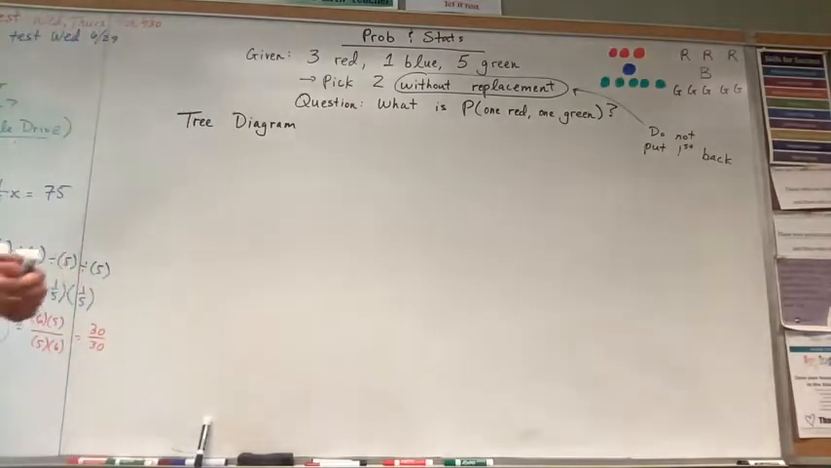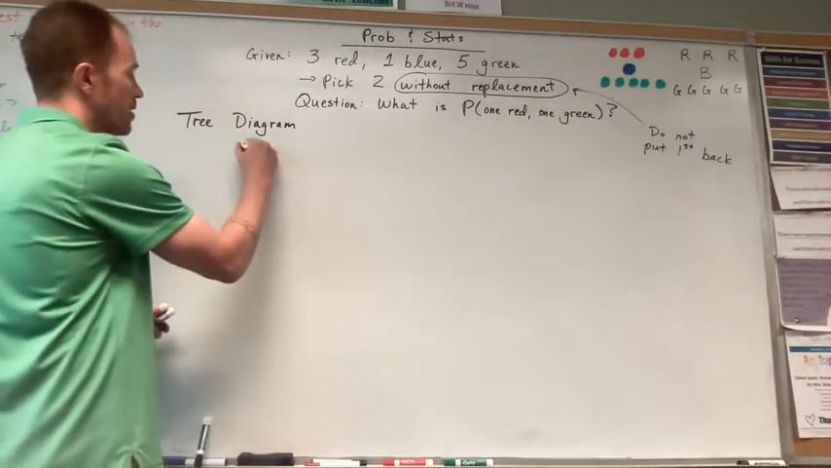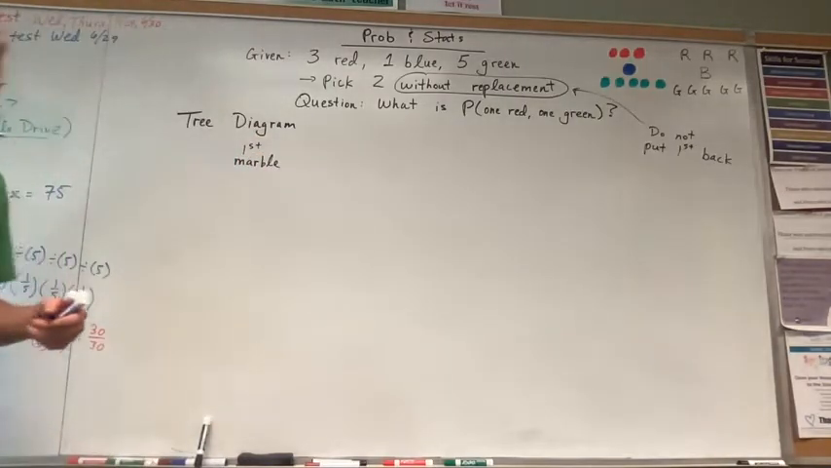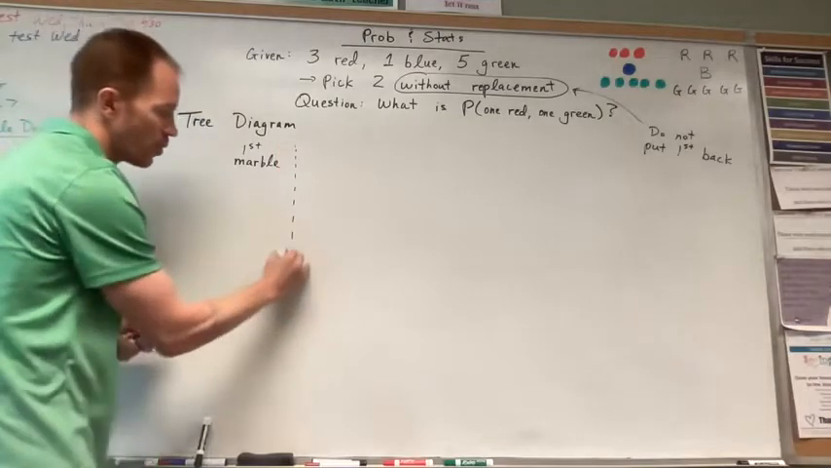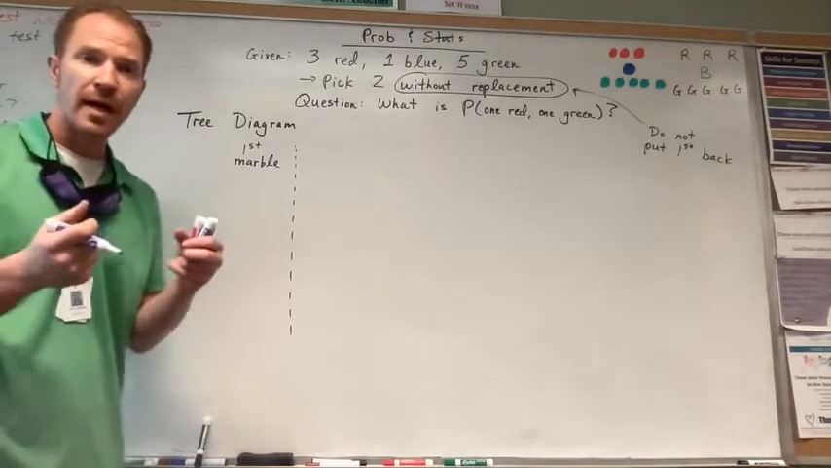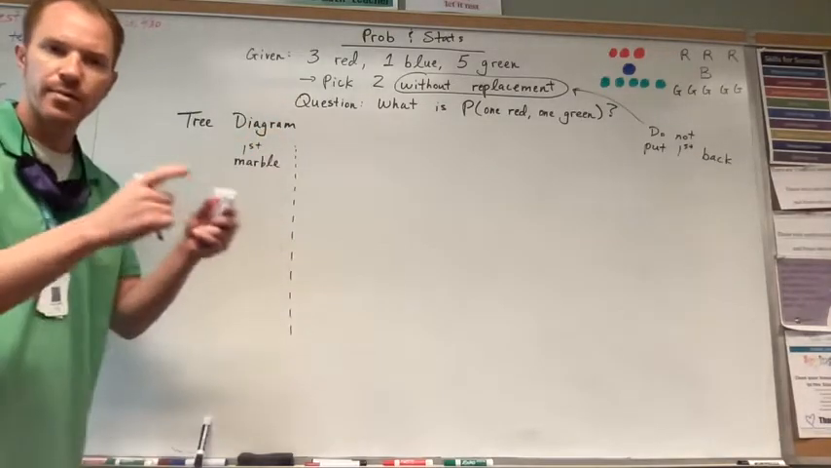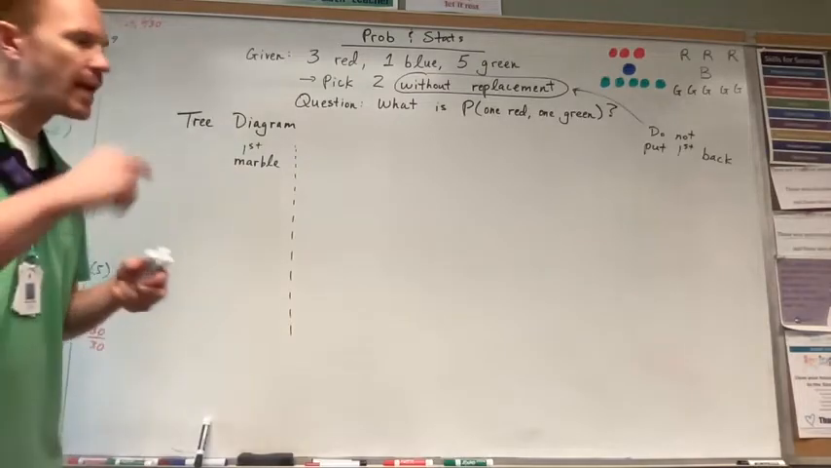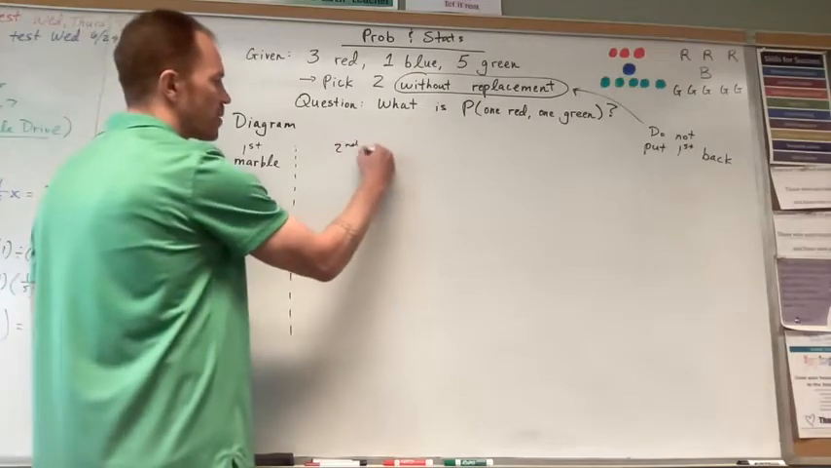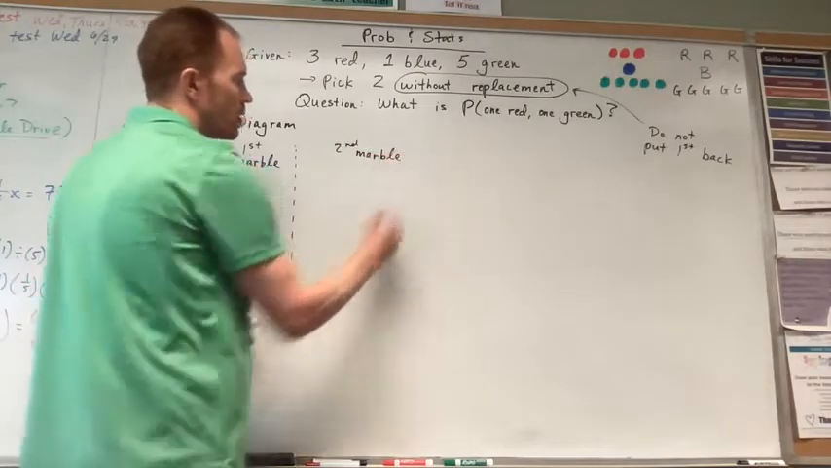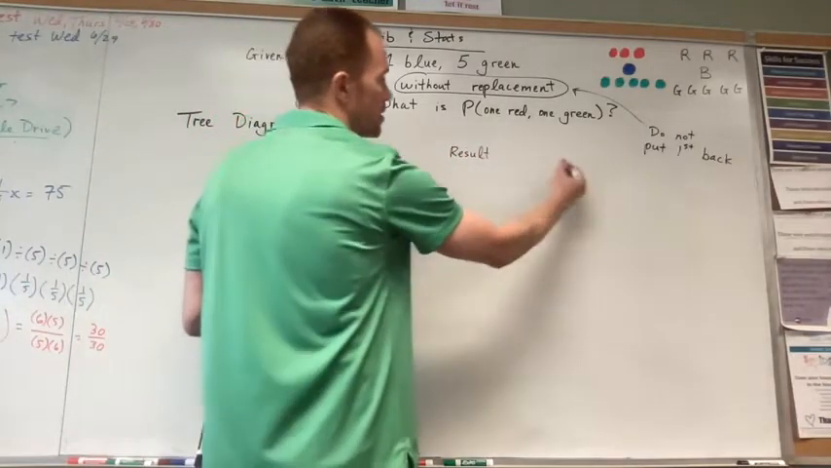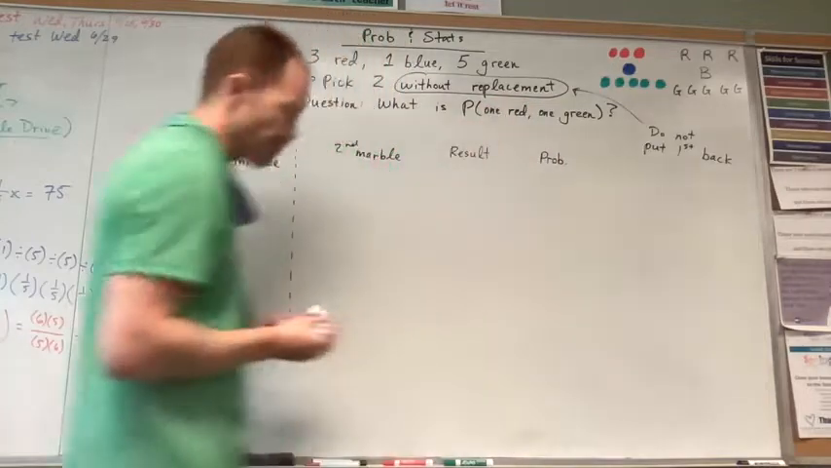All right, so for my tree diagram, we'll talk about the first marble and the possibilities for that, and then we'll talk about the second marble. One tip I think I've mentioned is if you have lined paper, if you turn it so that you have vertical lines, you can use this to help organize your tree diagram and make it a little more neat. But we'll talk about the first marble, we'll talk about the second marble, and then we'll talk about the results, and then we'll talk about the probability.